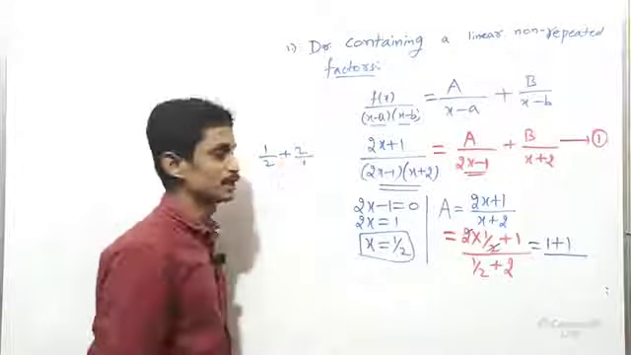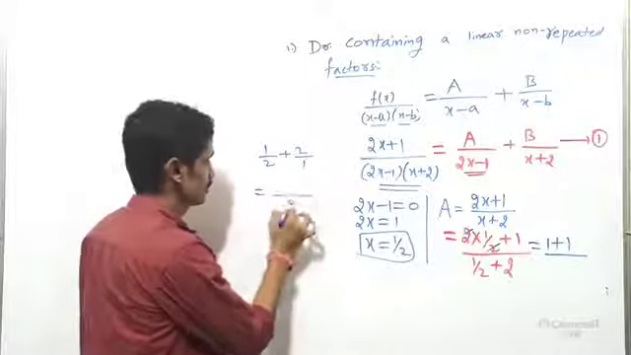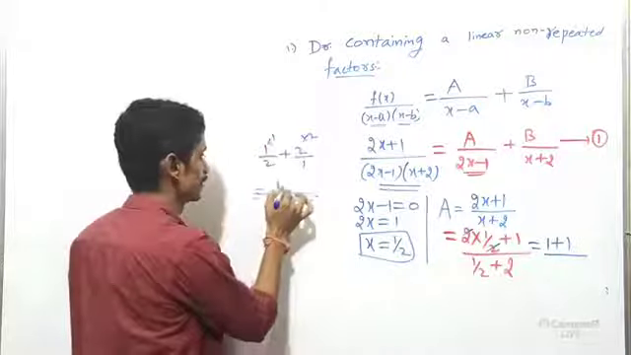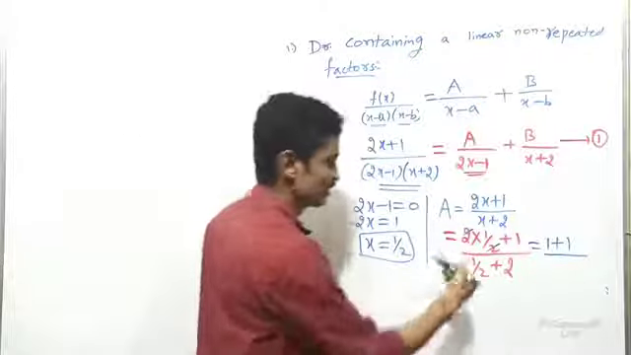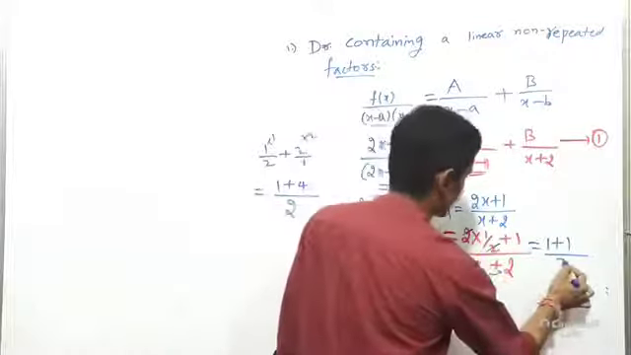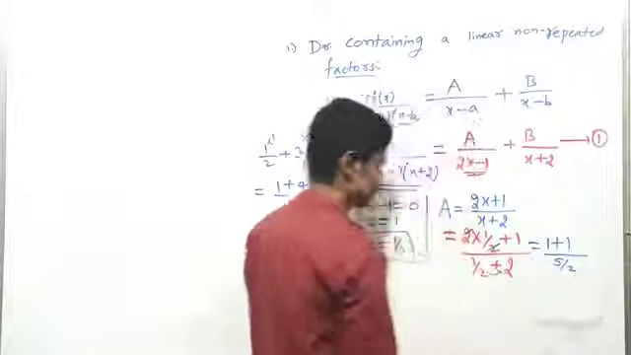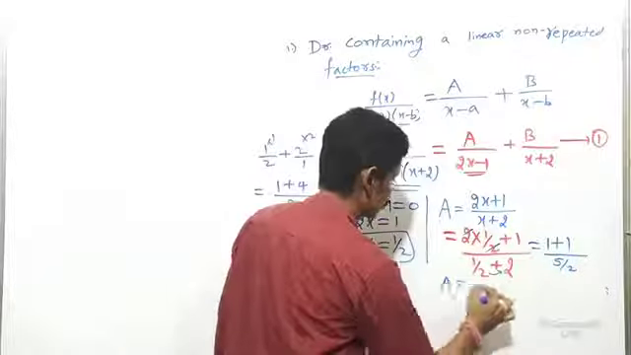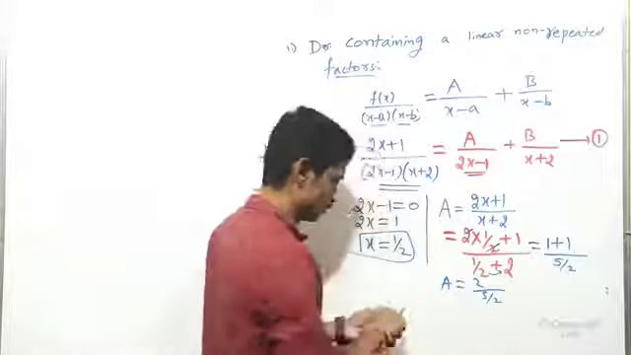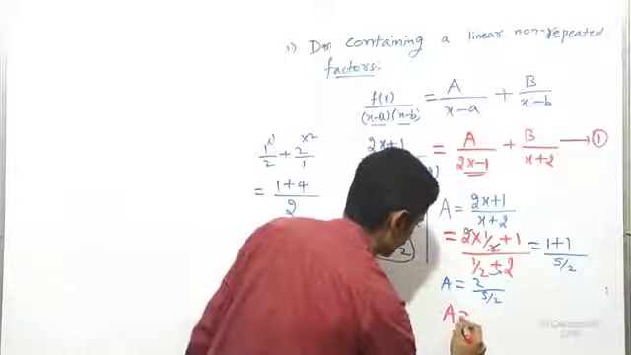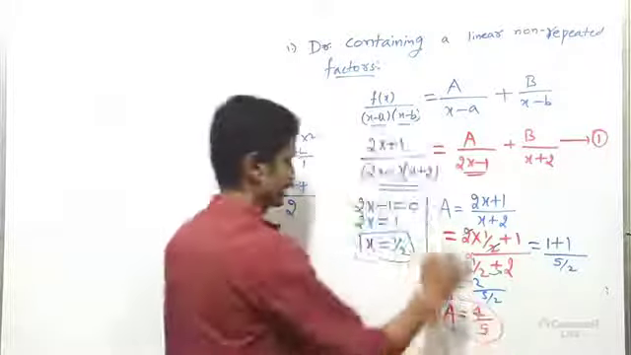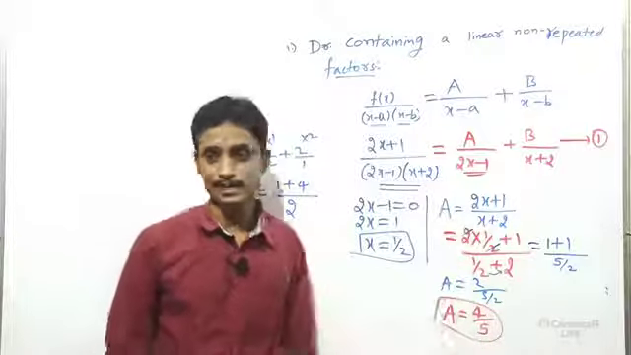Denominator 2, nothing means 1. So take an LCM. 2 here, 2 ones are 2, 1 into 2s are 2, that will be 1 plus 4. How much is it? Or cross multiply also we can do. 2 2s are 4, plus 1 is 5 divided by 4. Next, A is equal to how much? 2 divided by 5 upon 4. Therefore, our final answer for A will be 2 4s are 8 divided by 5. I got A is equal to 8 divided by 5.